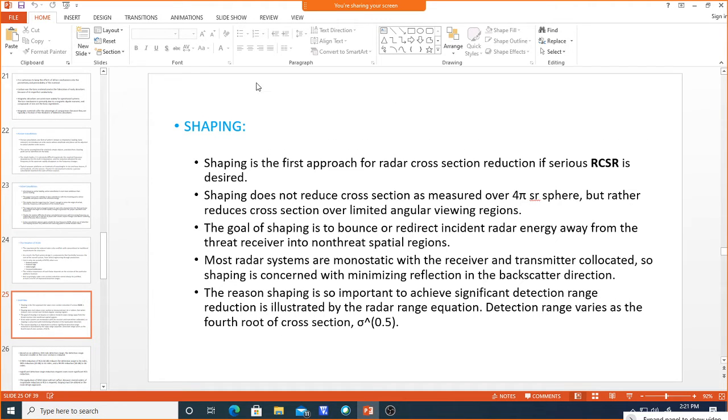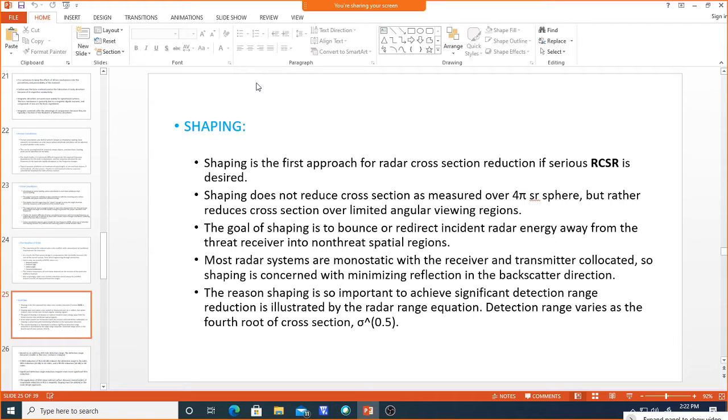Now, as I said, for the low frequency platform we have to use active cancellation. For the high frequency platform, whenever we are able to detect the targets as scattering centers in different scattering centers, shaping and radar absorbing materials are the two important methods we use for higher frequencies. Okay, so now we will detail what the shaping techniques are, and what the effects of these shaping techniques are in reducing the radar cross section.